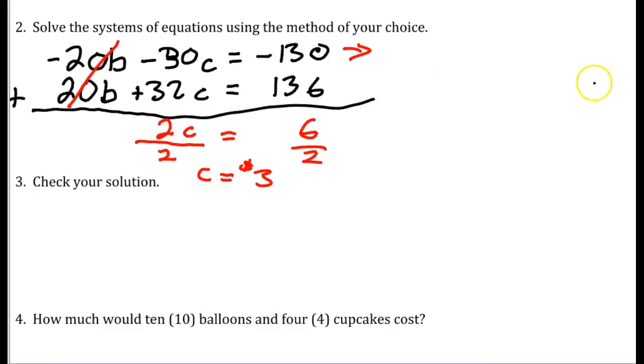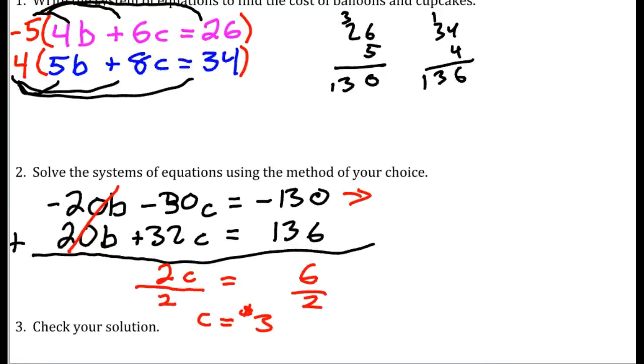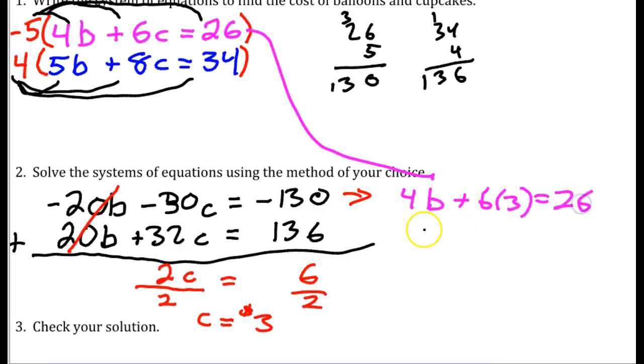Now let's plug it back into one of the original ones. I'm going to use this pink one. Same equation. You can use either. So we got 4B plus 6 times 3 equals 26. So 4 times the cost of the balloons plus $18 is $26.